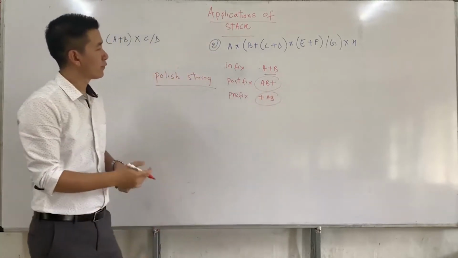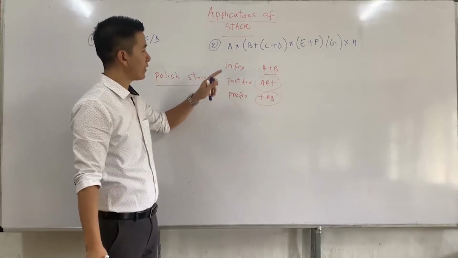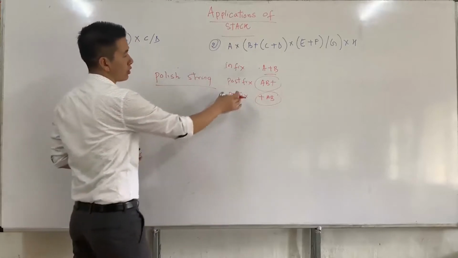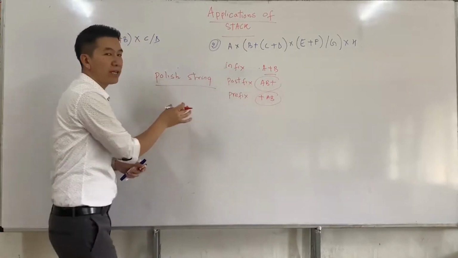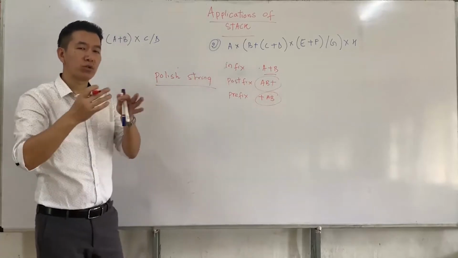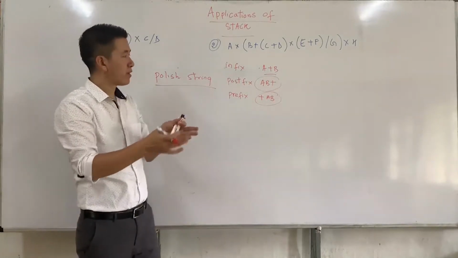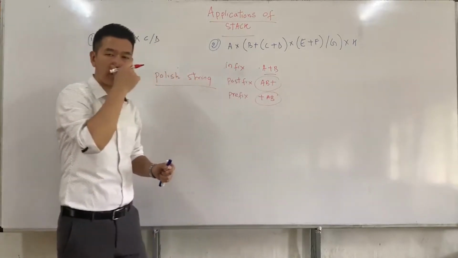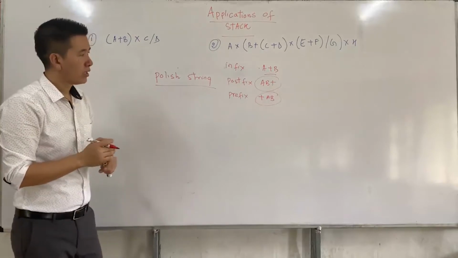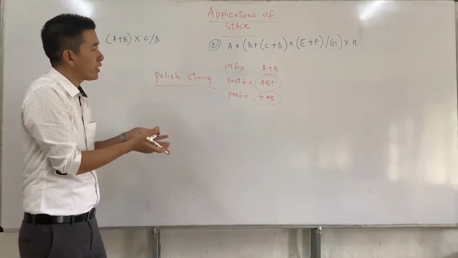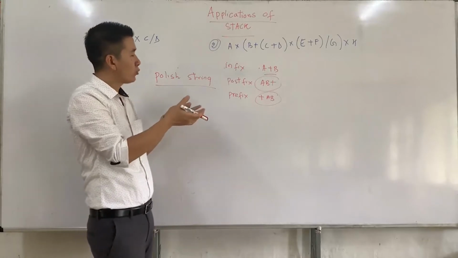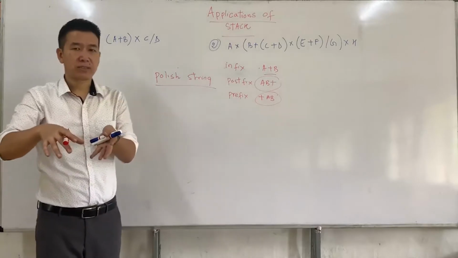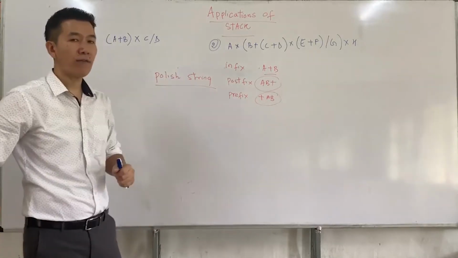Alright, so you have three notations: infix, postfix, and prefix. Polish string refers to the postfix and the prefix. So this person came up with a format or notation called postfix and prefix, in which the operators could either be placed after the operands or before the operands. Now the question is, why do we need the postfix and the prefix, and how does it have a basis in the application of the stack?